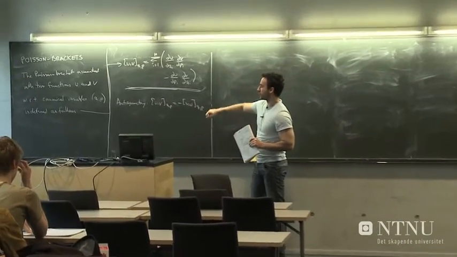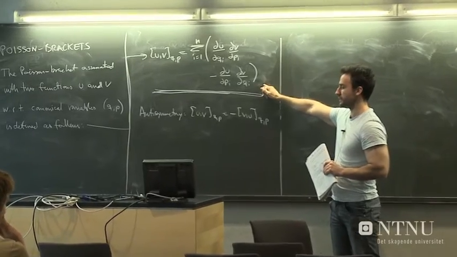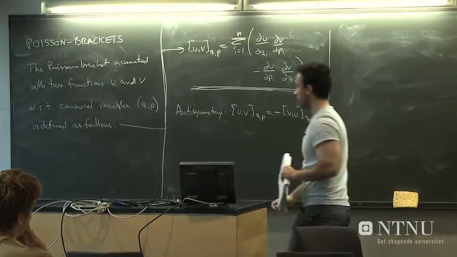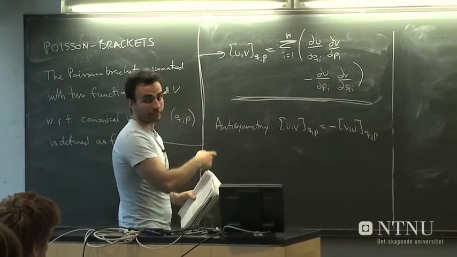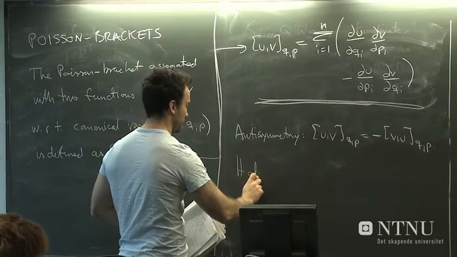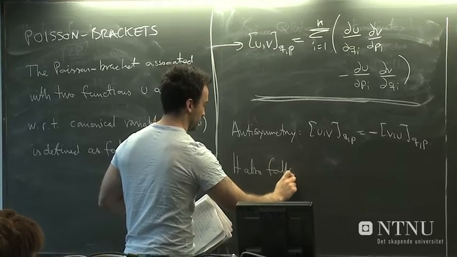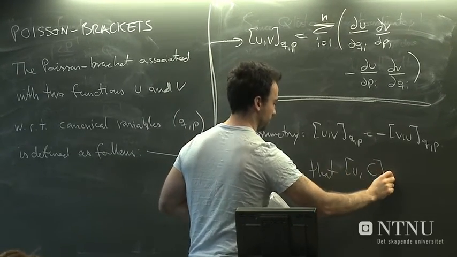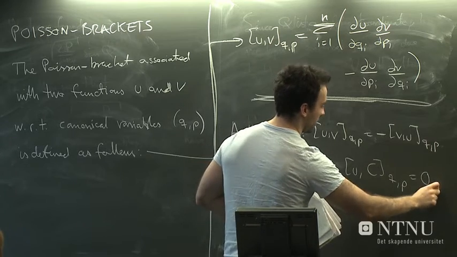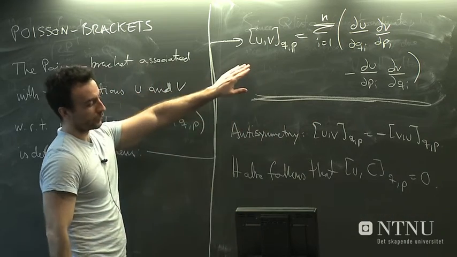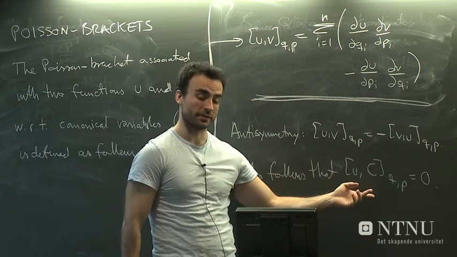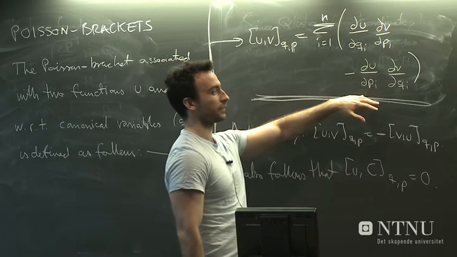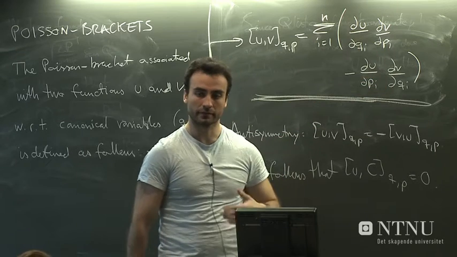So we introduced the Poisson bracket with the following definition and noted that it has an anti-symmetric property. It also follows from this definition that the Poisson bracket of the function u and a constant c has to be equal to 0, because the partial derivatives of a constant vanish.